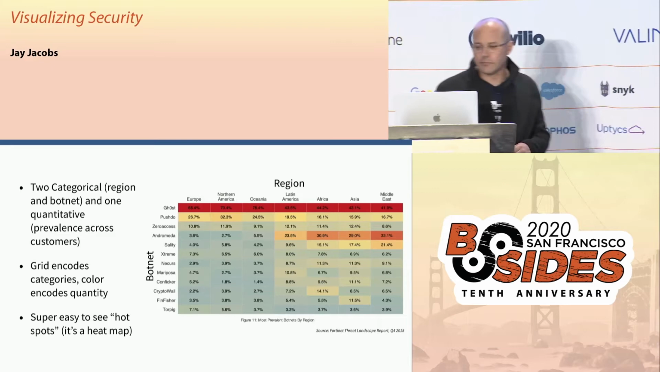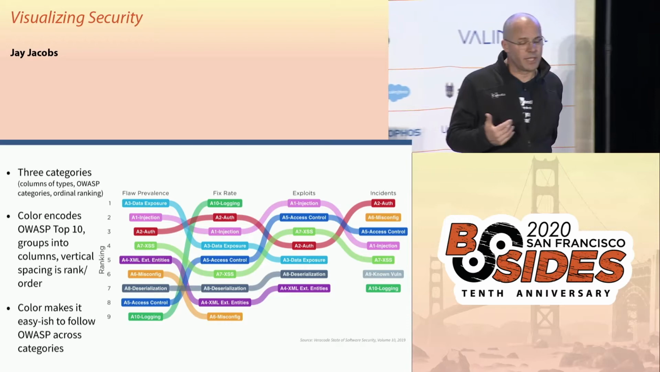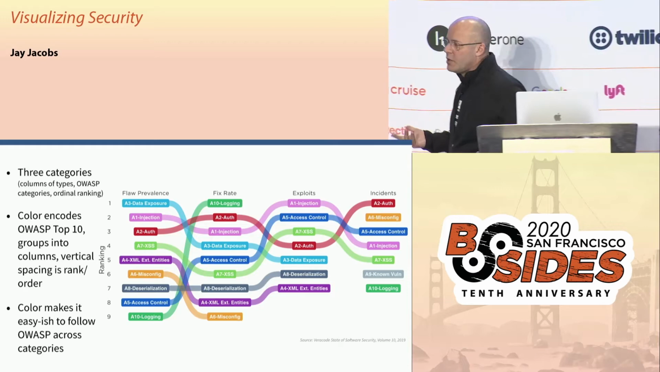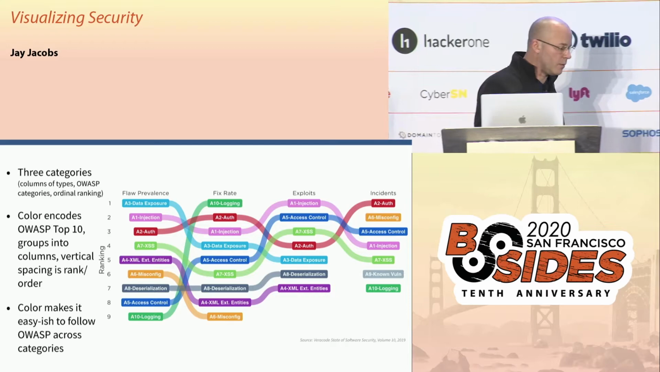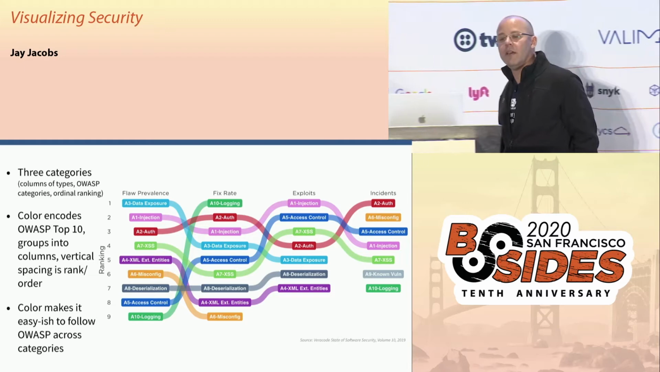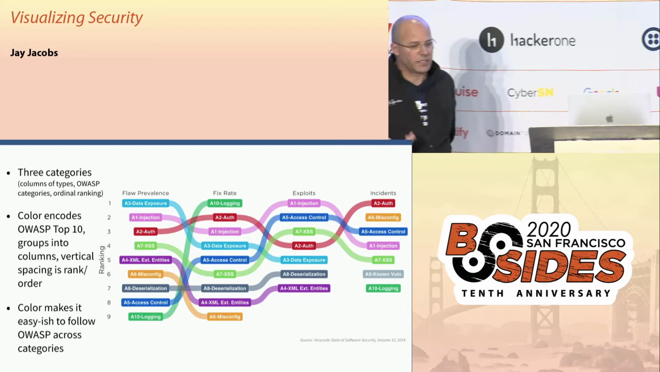Now, this is another one where we're dealing with categorical variables that have an order to them. We're actually showing ranking here, and I don't know if this one has an official name, but we call it a worm chart because it seems like things worm through it. Essentially, we've got two different data sources here. This is mainly from Veracode. We were dealing with the OWASP top 10, looking at vulnerabilities in source code, and that's that first column, the flaw prevalence. So you can see data exposure, injection failures, auth failures, those are at the top.